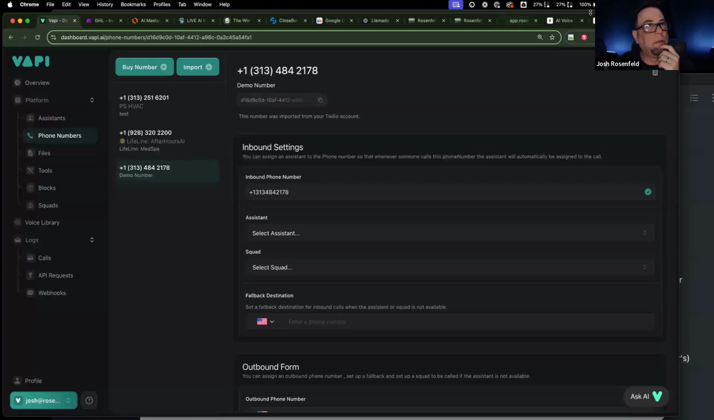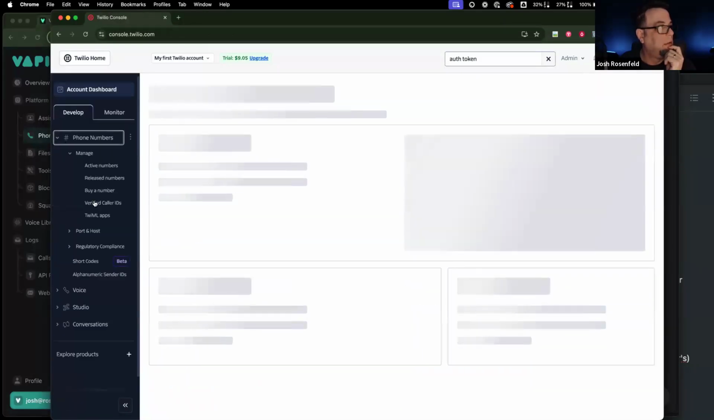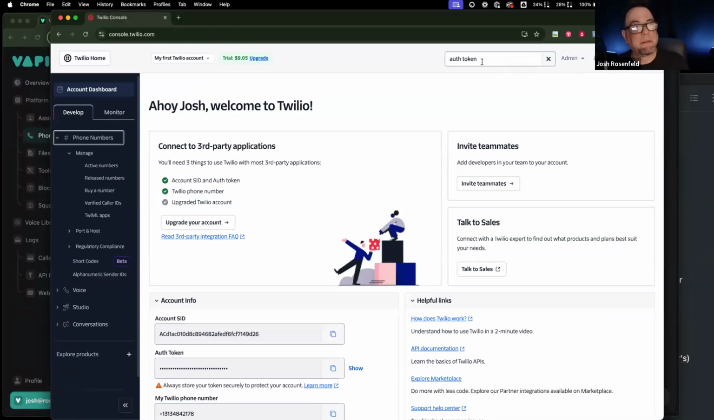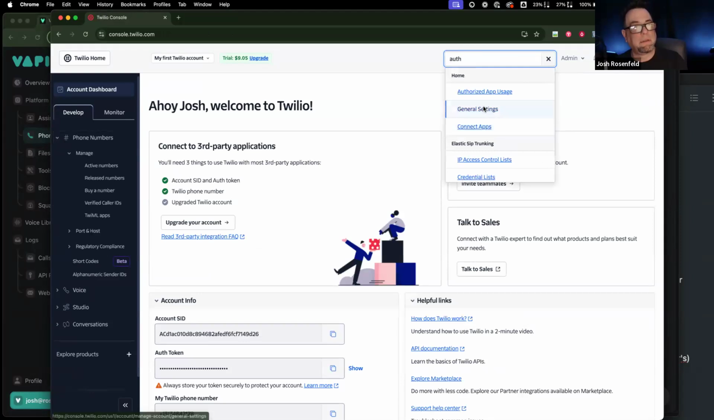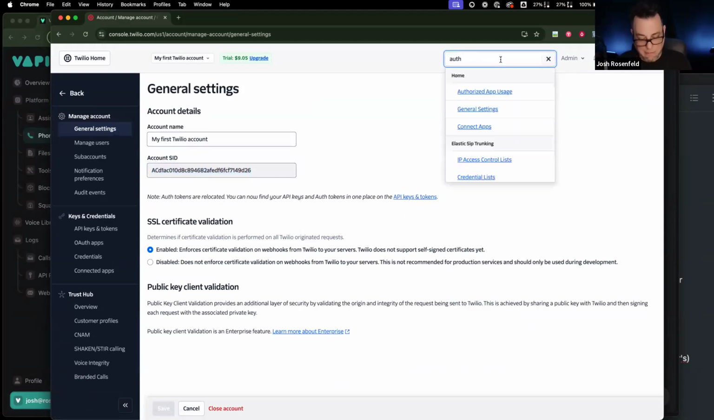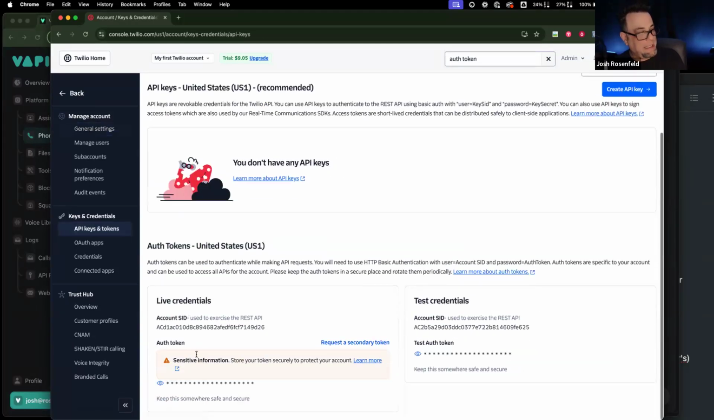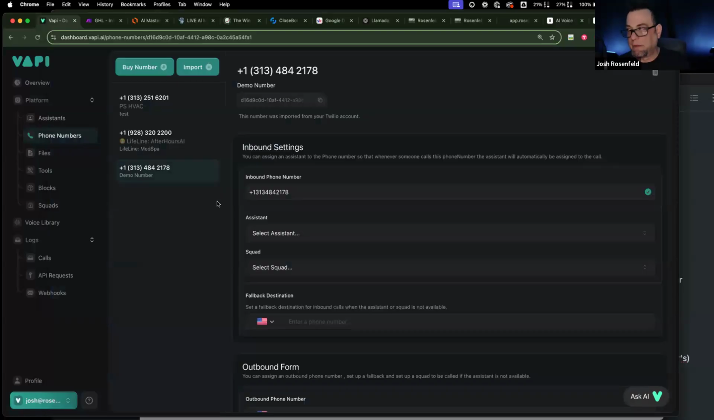So go to Twilio, sign up, buy a number here. It moves around. So I just searched for authorization, and I clicked on general settings. It's showing me this account SID. And then I did auth token. Over here on the left in this menu, it's just right here, API keys and tokens. It's down here. It's hidden. You copy it and you paste it into here. Any questions?